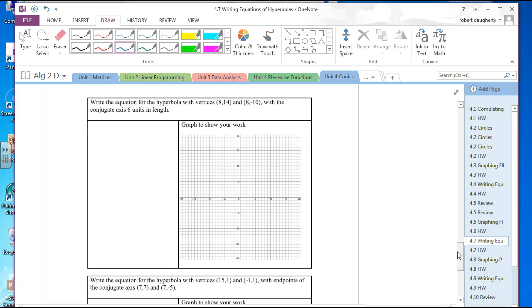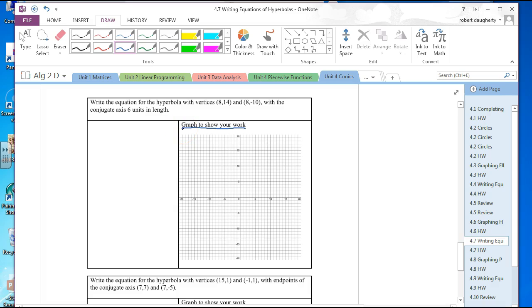Write the equation of the hyperbola that has vertices (8, 14) and (8, -10) with a conjugate axis of 6 units in length. Okay? So, what do you think we need to do? There's a graph here to show your work. So that means maybe graph. What am I going to graph?